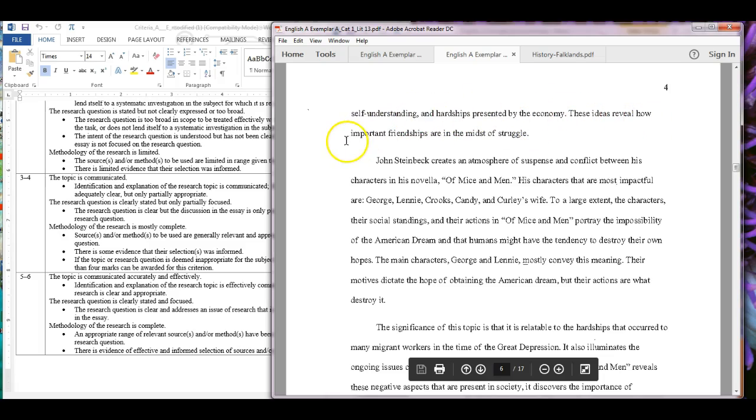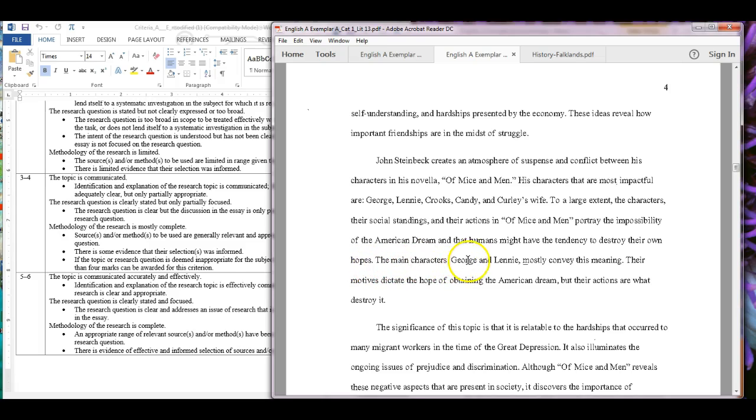These ideas reveal how important friendships are in the midst of struggle, which is unnecessary and superfluous to the argument, but it's in there. John Steinbeck creates an atmosphere of suspense and conflict between his characters in the novella of Mice and Men. His characters that are most impactful are George, Lenny, Crooks, Candy, and Curly's wife. To a large extent, the characters, their social standings, and their actions in Of Mice and Men portray the impossibility of the American dream, and that humans might have the tendency to destroy their own hopes.